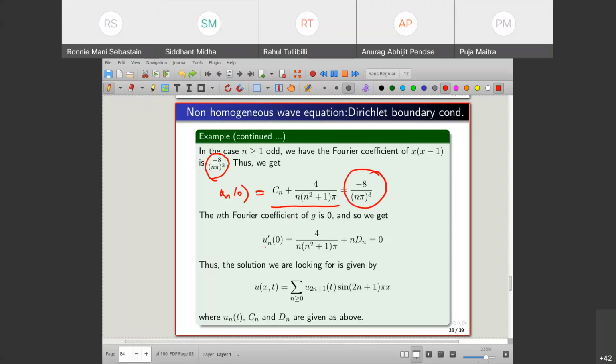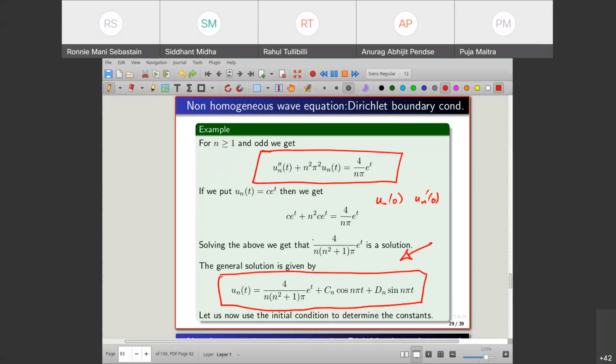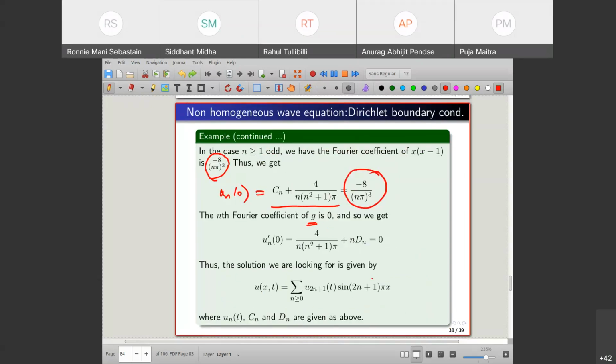On the other hand, when we take the derivative and put t equal to 0, we get the Fourier coefficient of g, but g is identically 0, therefore all its Fourier coefficients are 0. So let's just stare at the derivative for a second. If we differentiate this and then put t equal to 0, we will get exactly, oh okay, I think there should have been a pi over here, sorry.